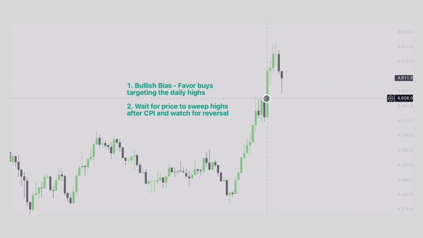And there were entries here, whether you want to trade this fair value gap, though that would have been after this initial leg higher. You could have taken a trade right after the structure shift, or on a lower time frame, you could have looked for entries.